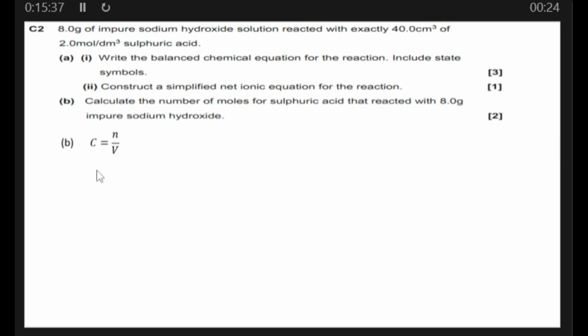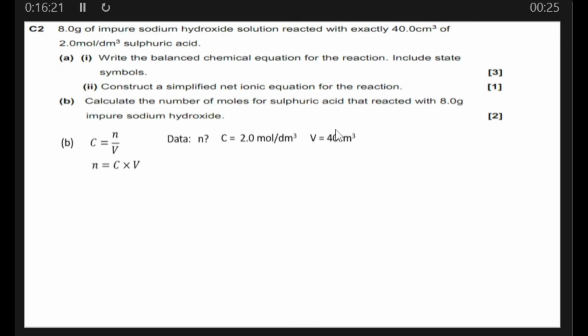If you don't know how to change the subject of the formula, click on the video in mathematics whose link is appearing here. I already taught how to change the subject of the formula, so learn from there. Making n the subject of the formula, n is equal to concentration times V. So let's have our data here, because for us to know n, we must know concentration times volume. Number of moles is what we want. We are provided concentration equal to 2.0 mole per cubic decimeter, and we are given volume equal to 40 cubic centimeters.